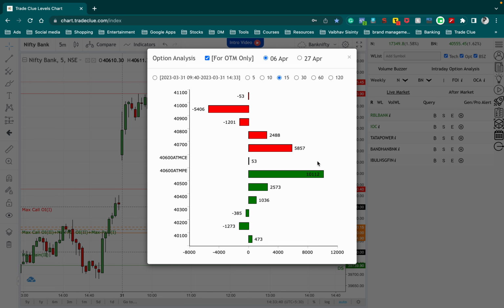So here you can see the red bars which are being shown is basically the call writing zone. Similarly, the green bars are the put writing zone. So if the put writers are increasing in the system, that means it is going to act as a good support. Similarly, if the red bars are increasing on the platform, it will be a good call writing zone. So call writers will try to push the market towards the downside. Similarly, put writers will try to push the market towards the upside.